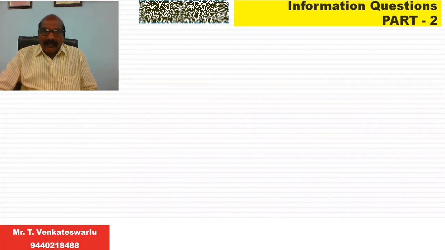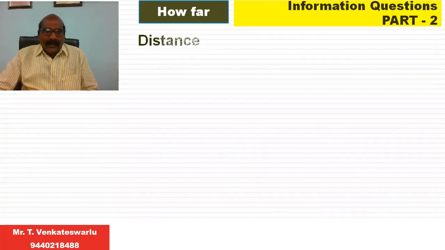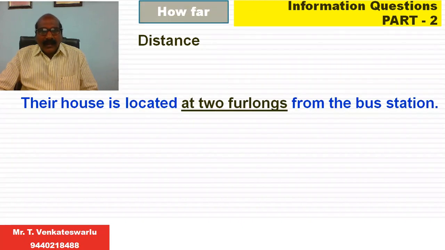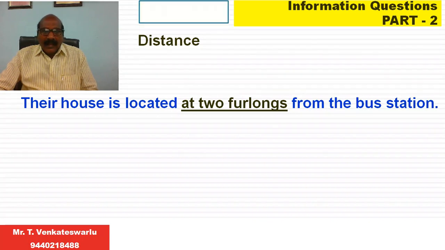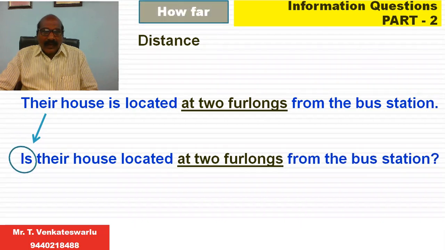Next, another question phrase. How far? This phrase, how far, refers to some distance. Let's see some examples. Their house is located at 2 furlongs from the bus station. To change it into a yes or no type question, we have to invert the subject and the helping verb. Is their house located at 2 furlongs from the bus station?